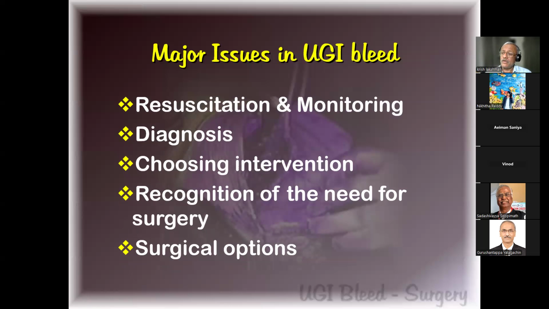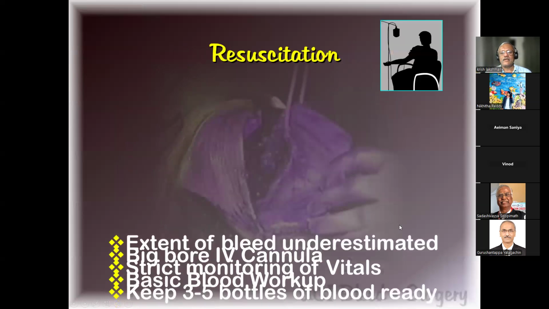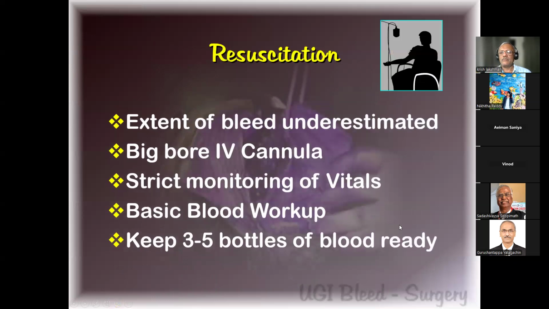Then you have to recognize, as Sopimat very clearly said, some people need surgery. Who are these people? There must be some solid data to support that decision, right? So recognition of the need for surgery. And then once you decide to operate, what are the options that are available? So the whole discussion will be on these things, not of course very much on resuscitation and monitoring. We have talked enough and more about it. So I'll skip this. But these are the points that you must understand in a GI bleed.